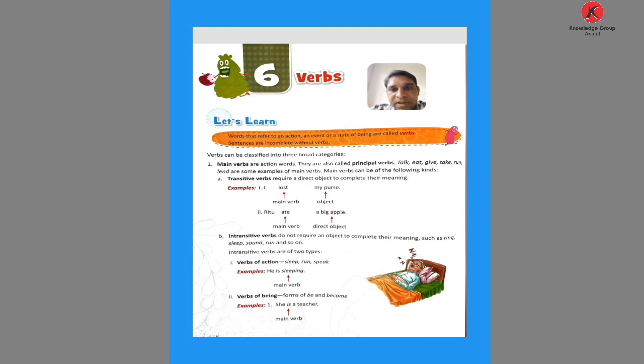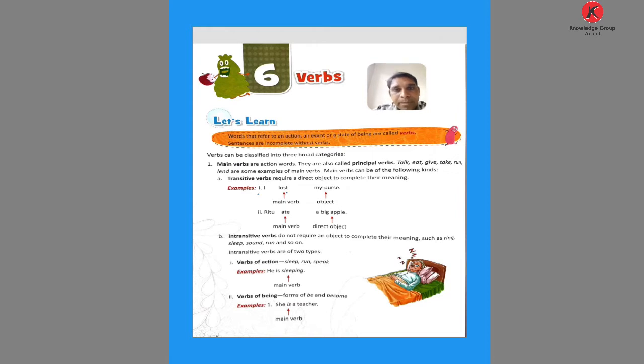So, friends, transitive verbs require a direct object to complete their meaning. Means, in a transitive verb, what do we require? A direct object, not indirect, direct object, to complete their meaning. Now, what is the object? Here is an example.